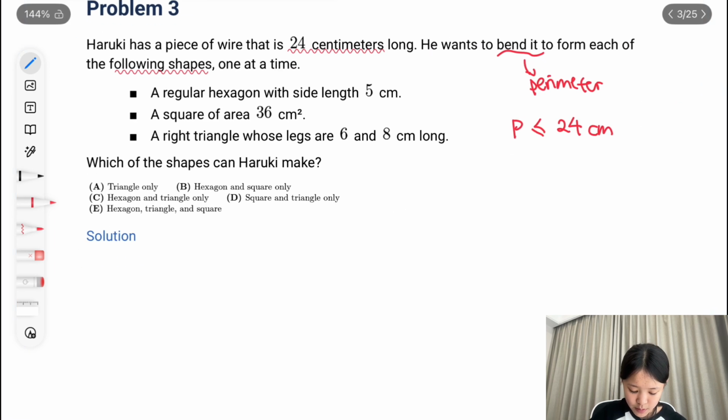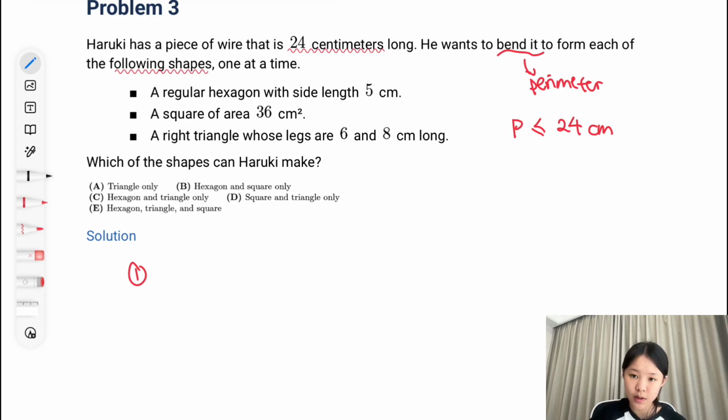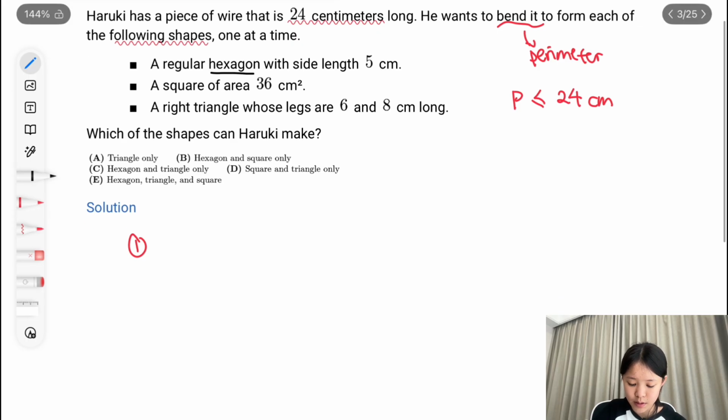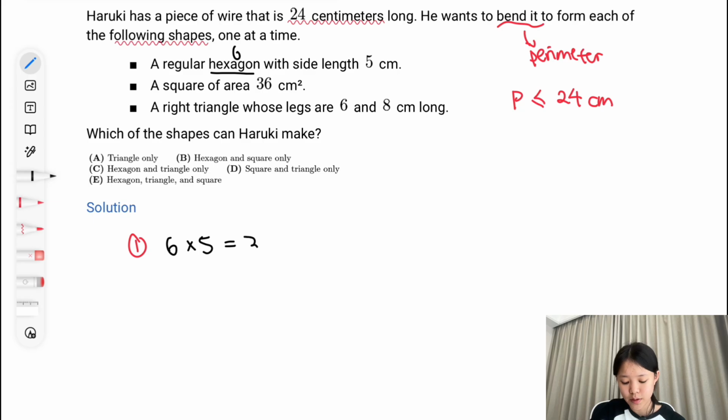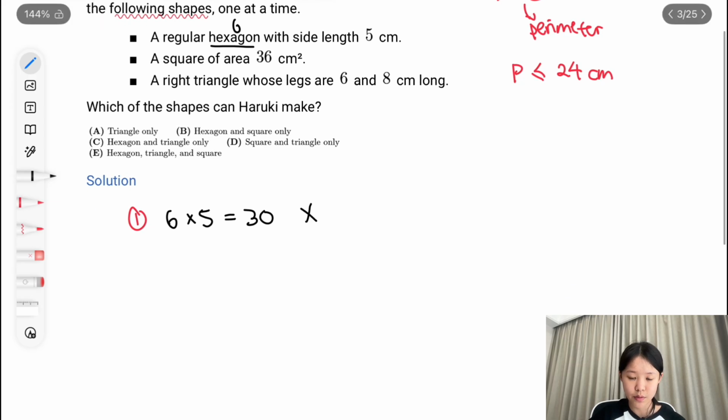Here, the first one is a regular hexagon with side length of 5 centimeters. Hexagon means there are 6 sides, so this is 6 times 5, which is 30. Overall the perimeter is 30, which doesn't work because 30 is larger than 24.